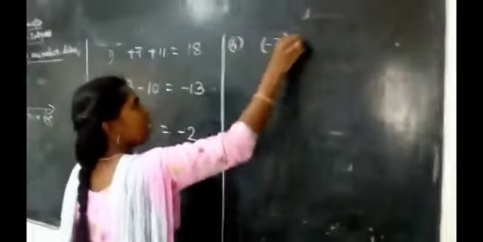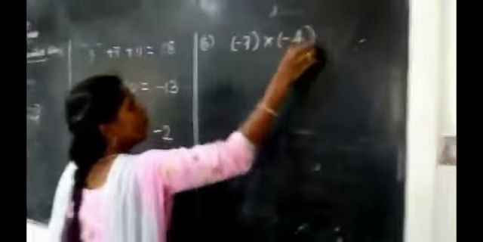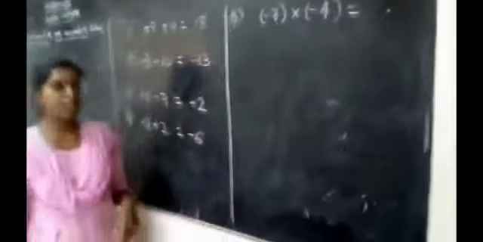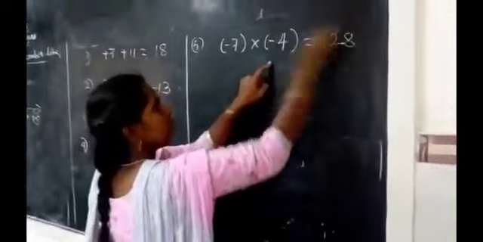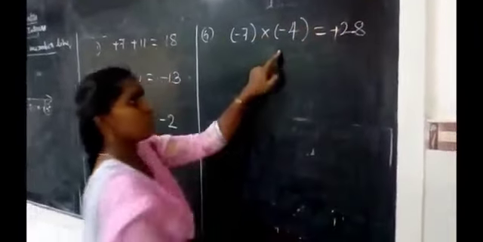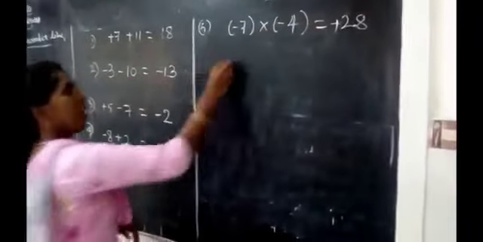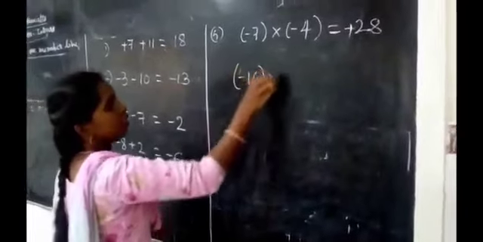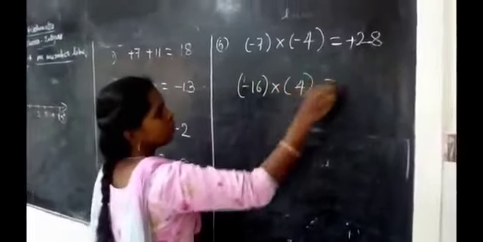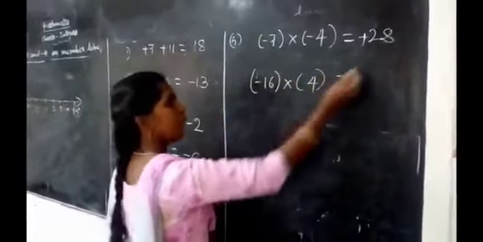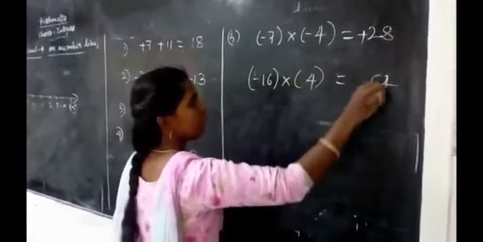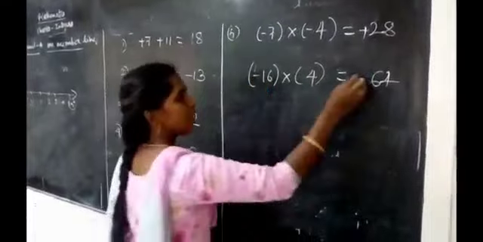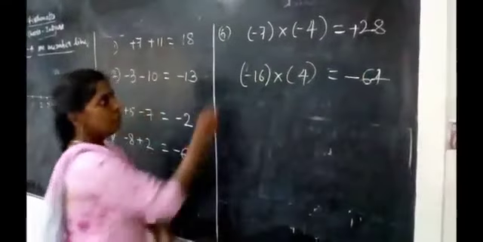Minus 7 into minus 4. If it is the same sign, multiply. 7 4s are 28. So if it is the same sign, just write the plus sign. And minus 16 into 4. If it is a different sign, multiply the numbers. 4 6s are 24, 4 1s are 4 and carry over, it is 64. Then the sign will be minus.